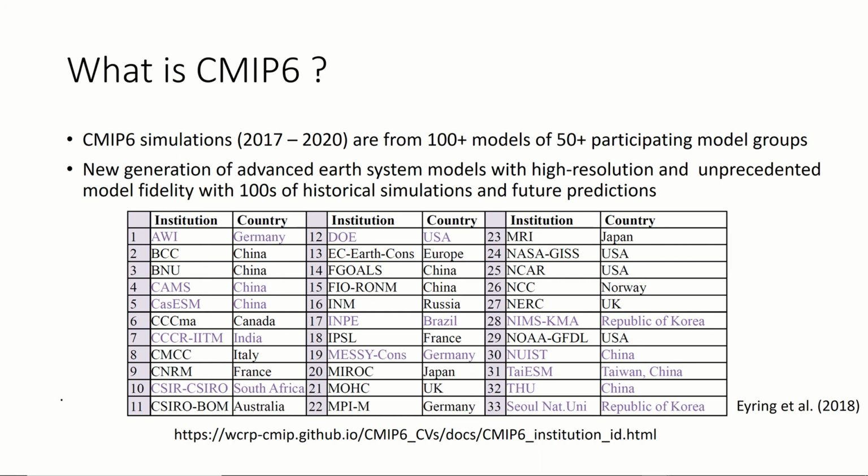So these different model groups have already run the models that they developed, the Earth system or the climate models, and the simulation results, the output of the simulation, are already available. And in the third video, I will show you how to search for this output and download it. So they are available to use.